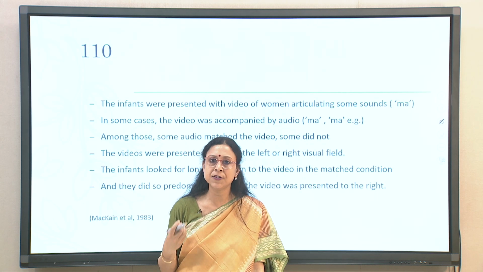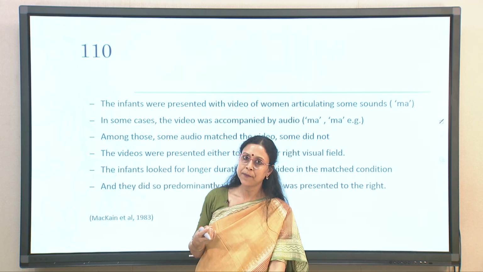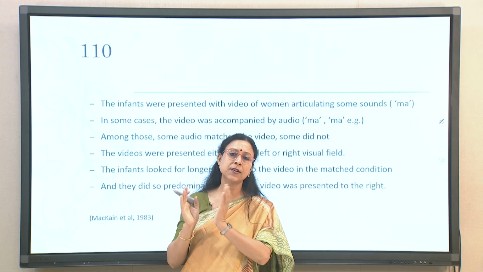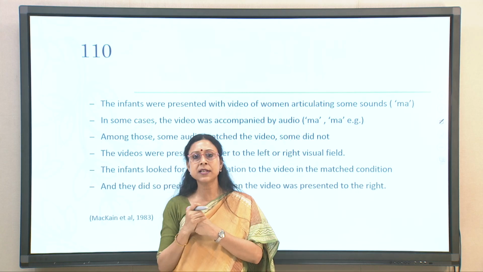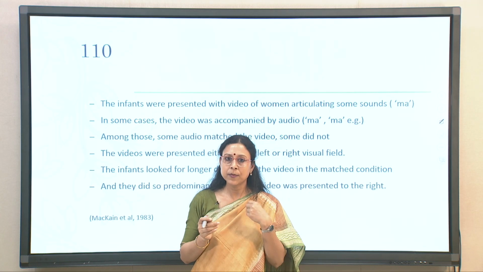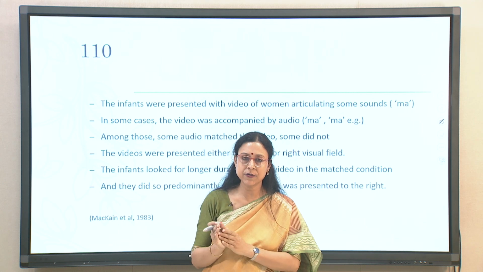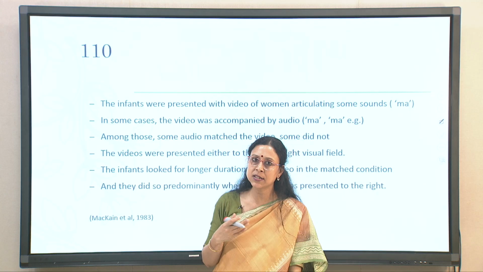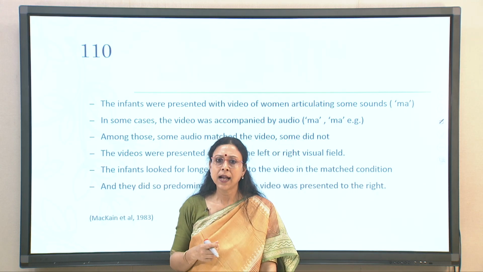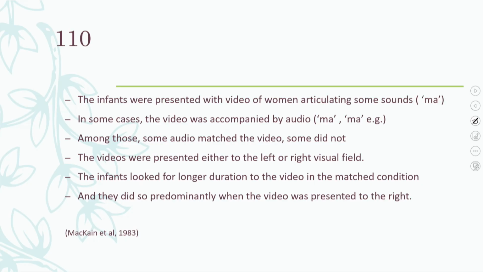This is what we are calling right visual field advantage or right ear advantage, meaning anything that is presented to the right side of your sensory input system will be processed in the left hemisphere. Because children did better on those stimuli that were presented to the right visual field, it means that left hemispheric dominance is already in place. And when there was a mismatch, the visual input says that she is producing ma or ba, but the sound comes as ga, that is a mismatch condition. But when you see ma and hear ma, this is a matched condition. This is how the experiment went.